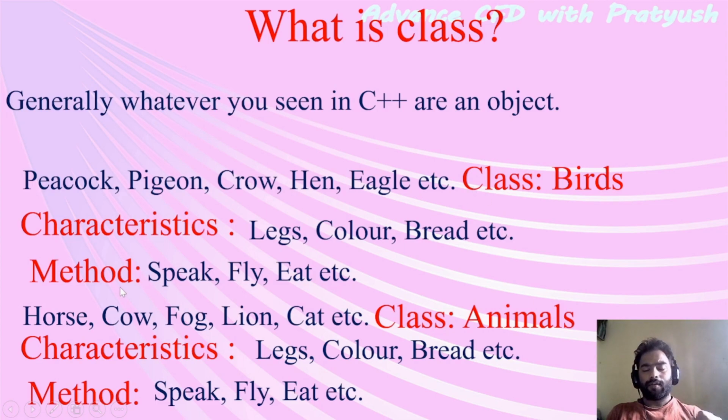Similarly, if someone asks you what the methods are, generally they speak, they fly, they eat. So these are the methods. So classes have two things: the characteristics and the methods.